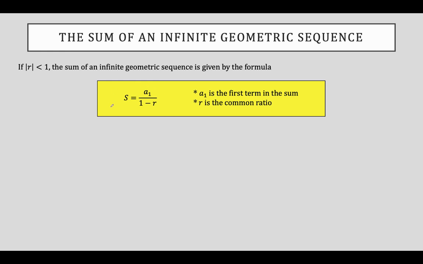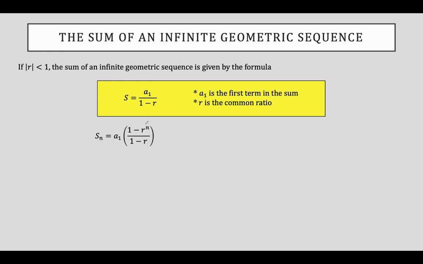Now, this only applies if the absolute value of the common ratio is less than 1. If the absolute value of the common ratio is greater than 1, then we are not going to have the sum of that infinite geometric sequence. The absolute value of r must be less than 1. And let's think a little bit about why.